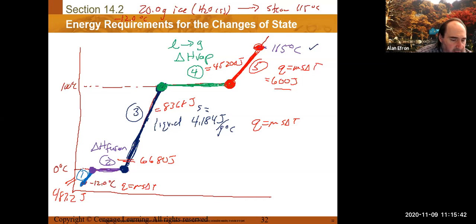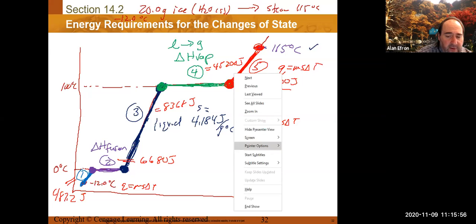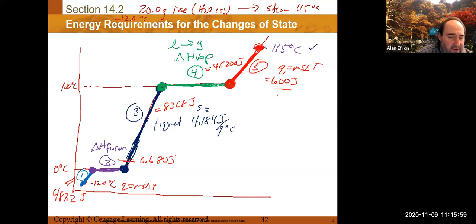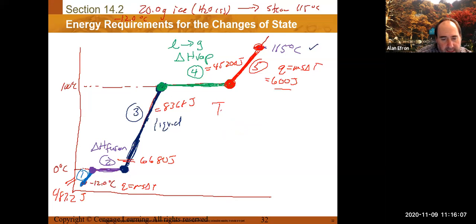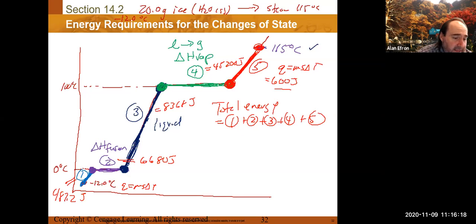And all these numbers are positive numbers. They're all endothermic. So the question is, how much heat does it take to go all the way across there from our minus 12 to our 115? And the amount of energy required to do that is simply adding all those together. So what we want to do is add up all those values that we just got. So basically the total energy is step 1 plus step 2 plus step 3 plus step 4 and step 5. And this is really why I put everybody into the same units, because I knew I was going to add them all together at the end.